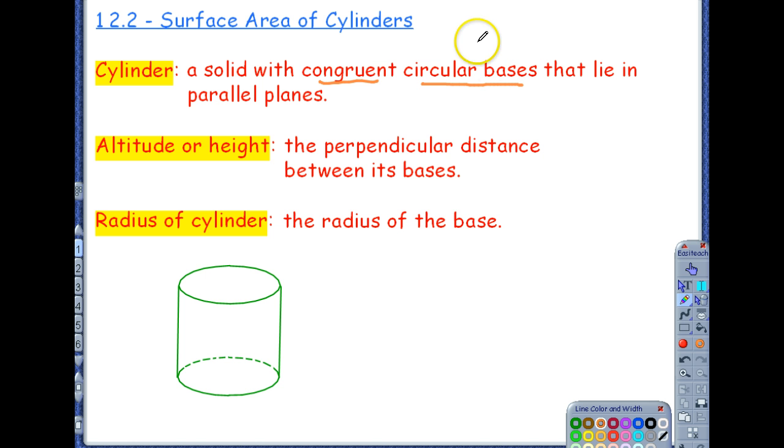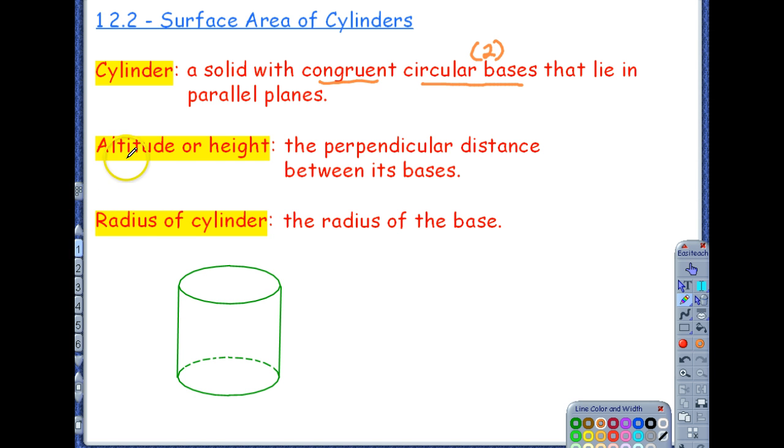Now, notice plural, and I'm going to make a little note. There's 2 of them, that lie in parallel planes. Just like a prism has 2 congruent bases, but they're polygons, and they're also parallel to each other. Now, we have some vocabulary that goes along with cylinders, some similar vocabulary also, but not as much, because you're kind of limited with a cylinder.